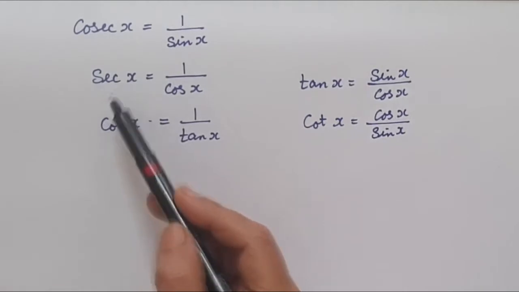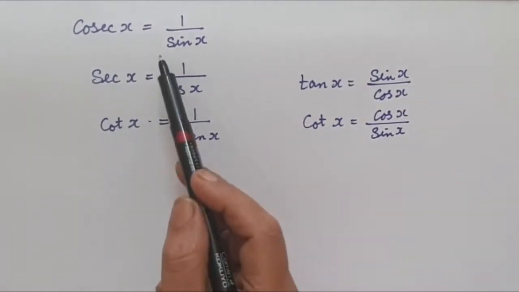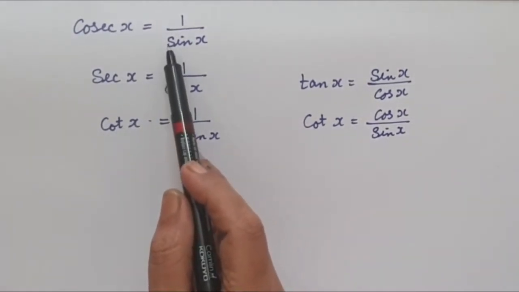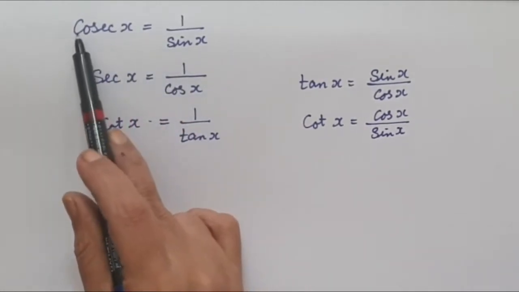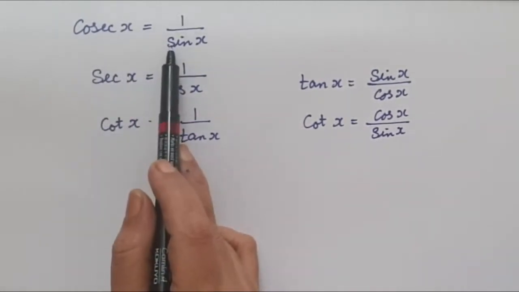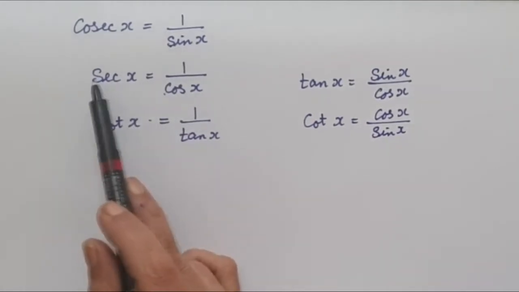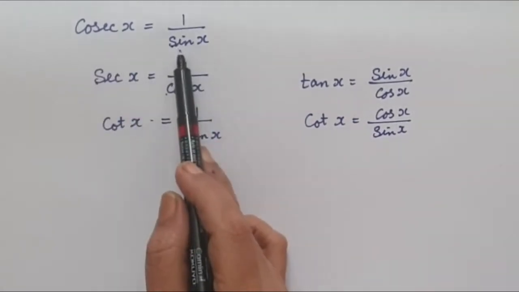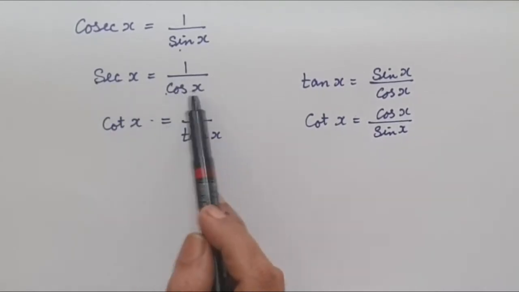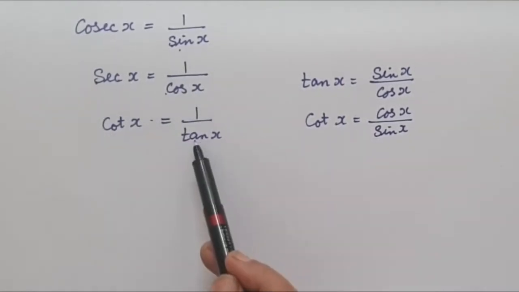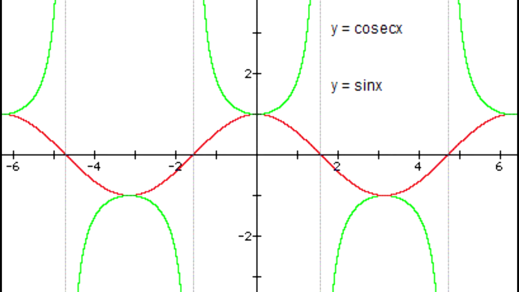For cosecant, secant and cot, you can remember it by using this idea: sine and cos, they are to be opposite. When it is an S, it has to be a C. When it is a C, it has to be S. So cosecant will be related with sine, secant will be related with cos and cot will be related with tan. Now let us see how to draw the graphs of cosecant, secant and cot.